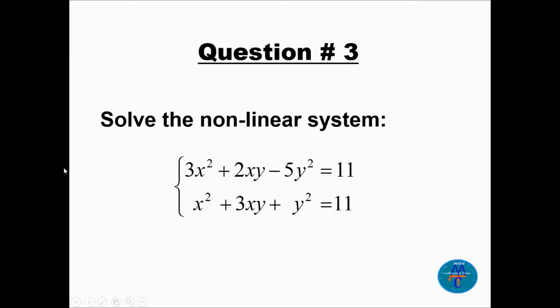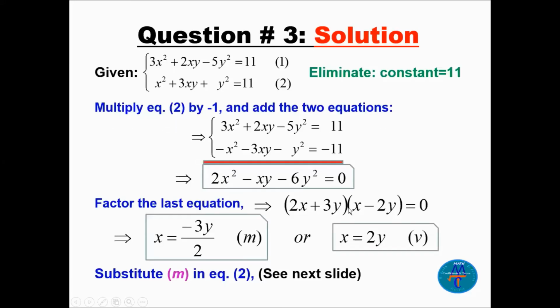Also, if you look here, you see the 11 on both sides, which is the same number. It can give us an idea: how about canceling the 11, eliminating the 11? Let's see on the next slide what we'll do. So I have equation 1, equation 2. The aim here is to eliminate the constant, 11, on the other side.